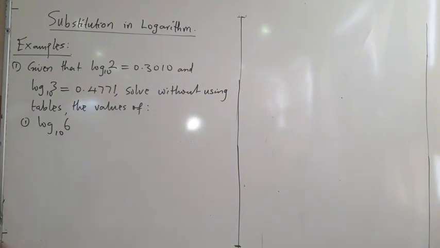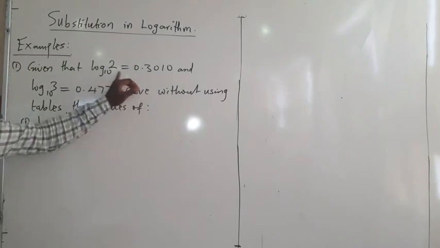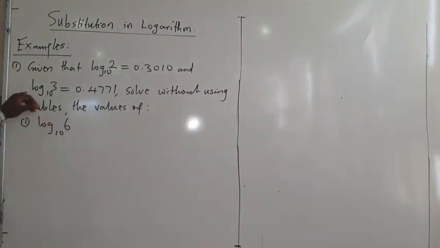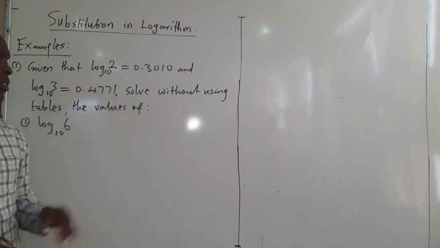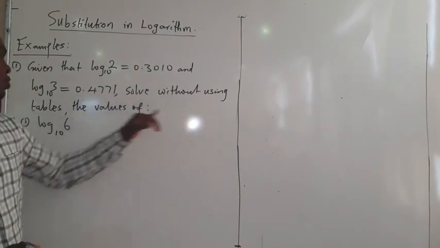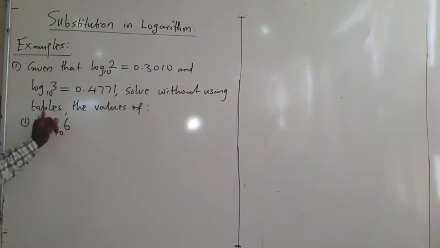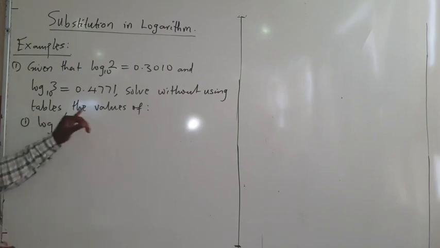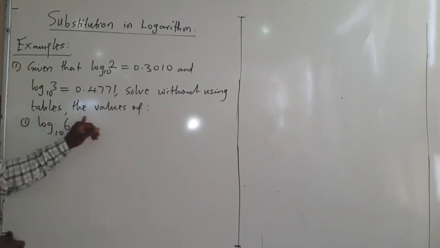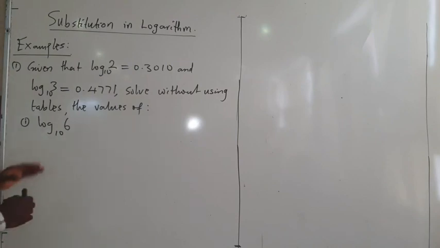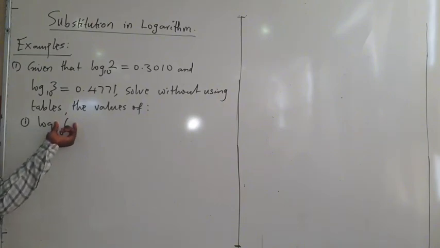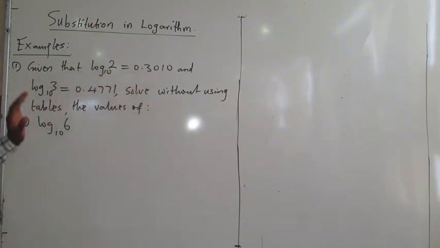So let me start with this example. The question says, given that log 2 base 10 equals 0.3010, and log 3 base 10 equals 0.4771. Solve without using tables. Table in this sense can be four-figure tables and it can be calculator. So the value of log 6 base 10. To solve this type of question, what we are going to do is to express 6 in terms of 2 and 3.